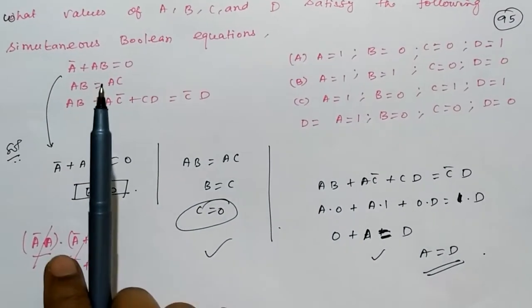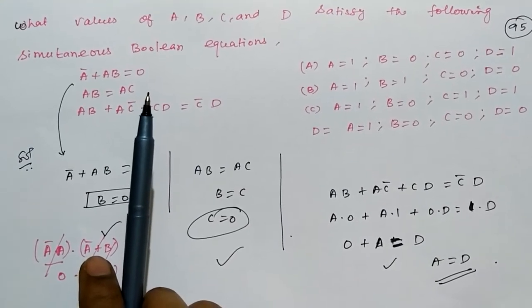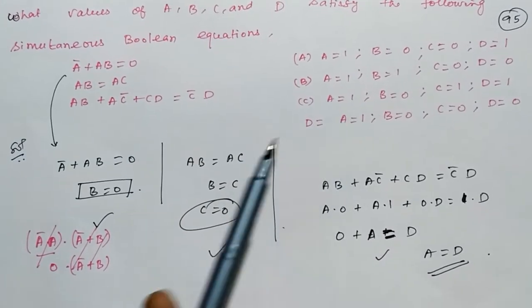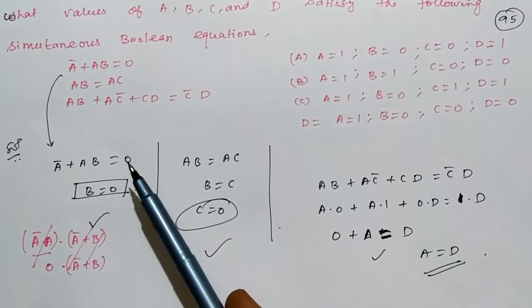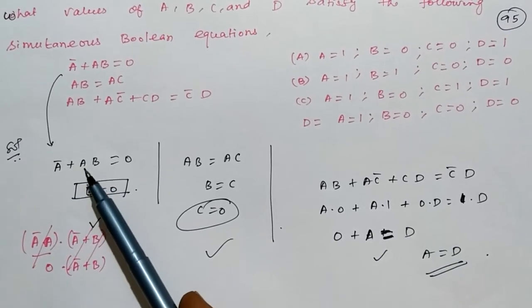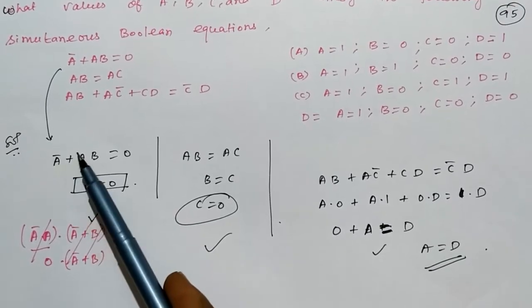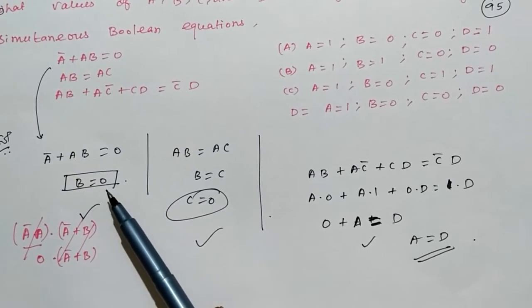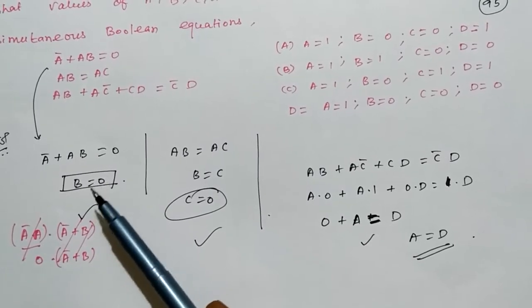So next question. What values of A, B, C and D satisfy the following simultaneous Boolean equations? The equations are given. The choices are also given. Now we will take the first one, A bar plus AB bar is equal to 0. So this result is 0 because one variable whose complement is present in another term, we can eliminate that variable, that is B is equal to 0. So this is called the distributive law.